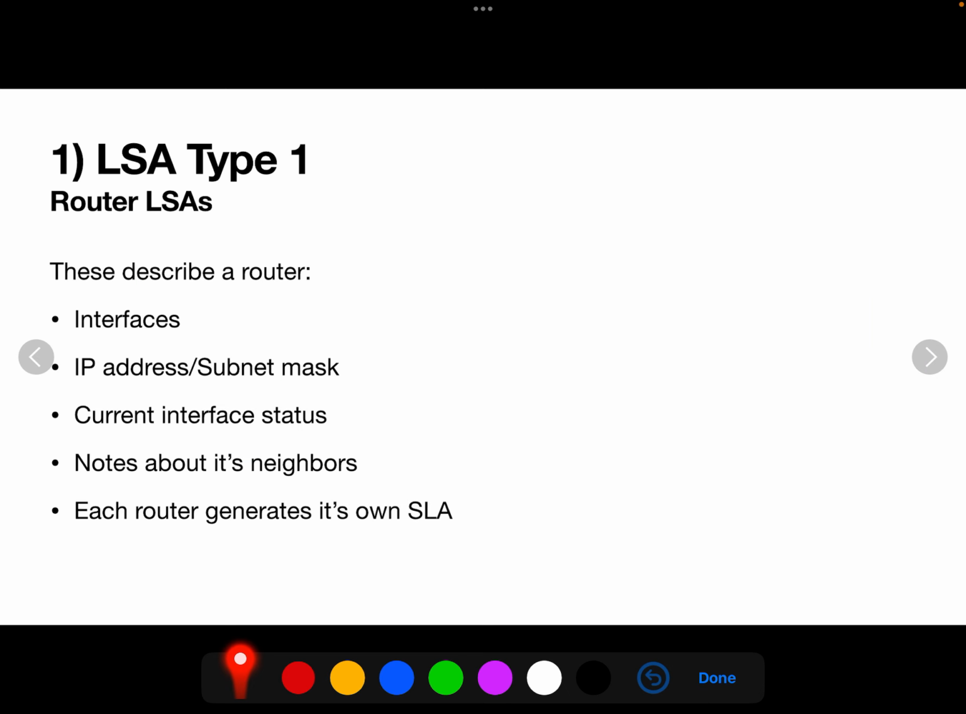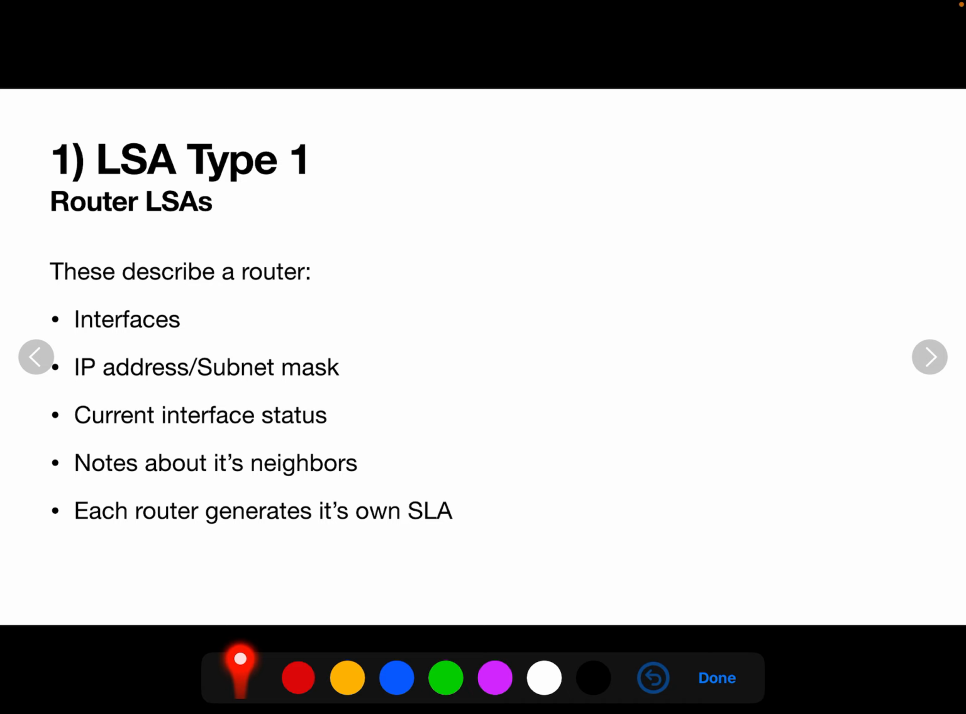Type 1 is the router LSA. These describe router interfaces: IP address, subnet mask, current interface status, and notes about its neighbors. Each router generates its own LSA. For example, if you have router 1, router 1 will generate its own link state advertisement.